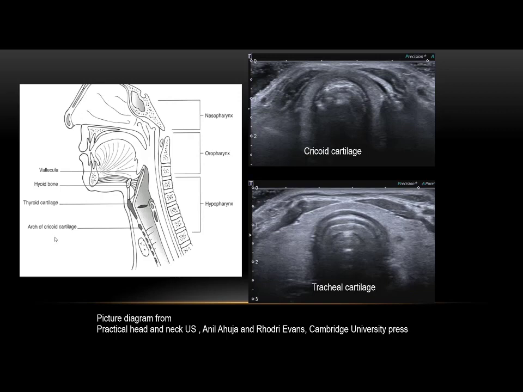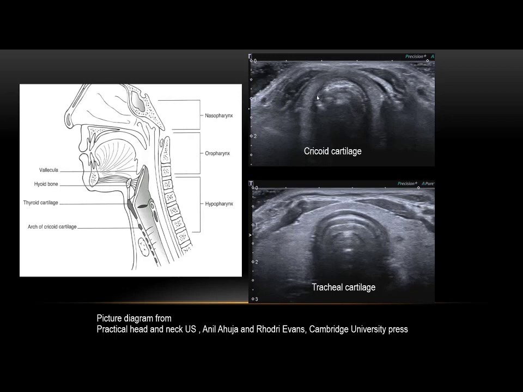The next one is cricoid cartilage. Cricoid cartilage appears as a homogeneous hyperechoic structure. When we do ultrasound, we can appreciate the horseshoe shape of the cartilage, but actually, cricoid cartilage is a complete ring. However, we cannot see the posterior wall of the cricoid cartilage since there's air inside at this level as well. Since the level is the upper tracheal level, it contains air.